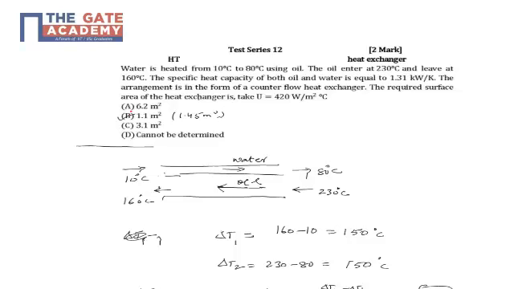The only catch here is that when the temperature differences at one end, between water and oil, and at the other end, between water and oil, are the same, that is, delta T1 and delta T2 are the same, then LMTD basically becomes delta T1 or delta T2. You need not apply the log and all that; it would give 0 by 0, which is not correct. So this is a special case: when delta T1 and delta T2 are equal, LMTD is equal to either of them. Okay, so thank you.